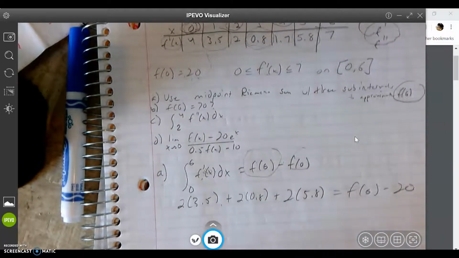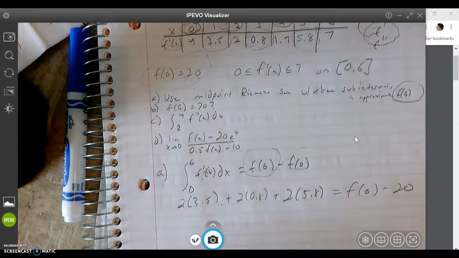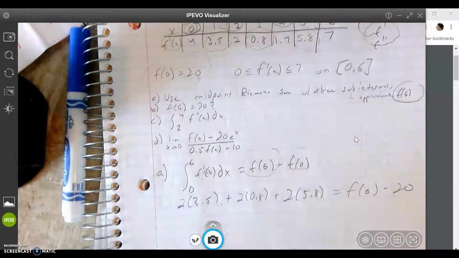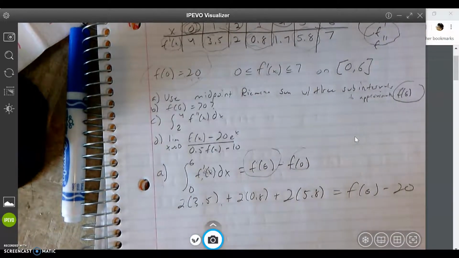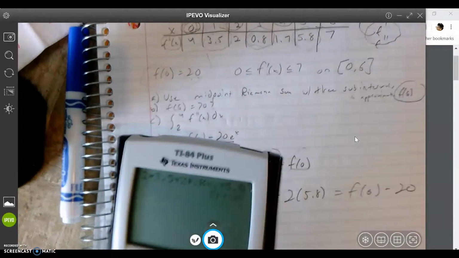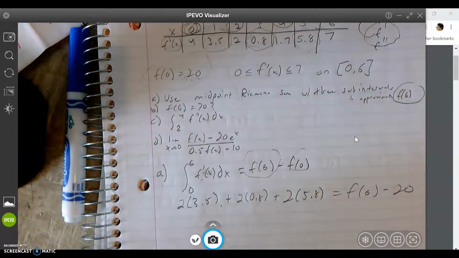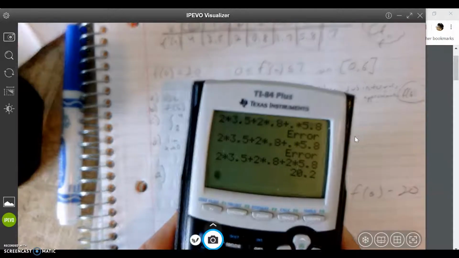Okay, so I don't know whether you can use a calculator or not, but during the AP, they can't prevent you from using a calculator, so you can just calculate this up. 2 times 3.5 plus 2 times 0.8 plus 2 times 5.8. Okay, your calculator, and you get, ooh, I messed it up. I gotta do it again. It says error syntax. I messed it up, sorry. 2 times 3.5 plus 2 times 8/10 plus 2 times 5.8, bam. So I got 20.2, like that.